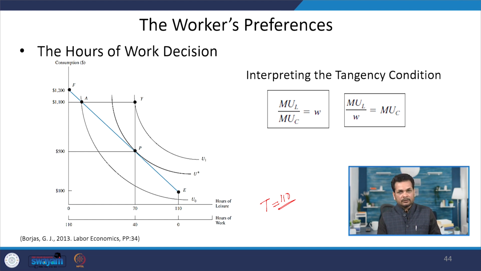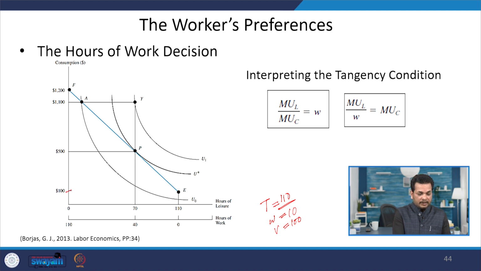He can either work or he can have leisure with these 110 hours per week. Let us assume that the available wage rate is $10 and the non-labor income available to the particular individual is $100. Now, with this we can draw the budget constraint for that individual.